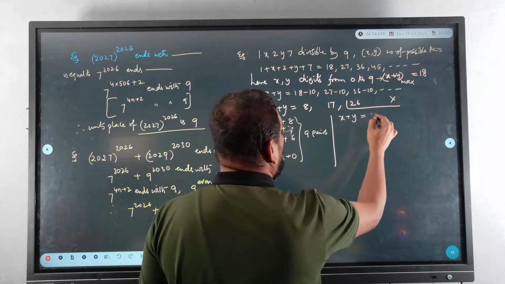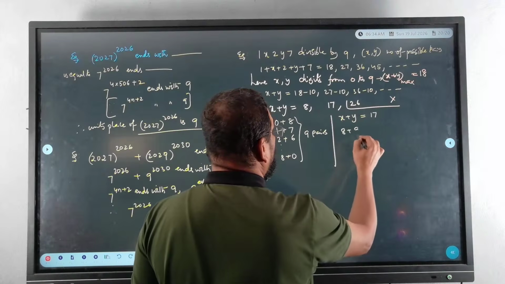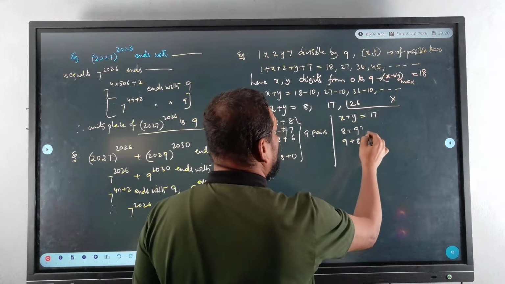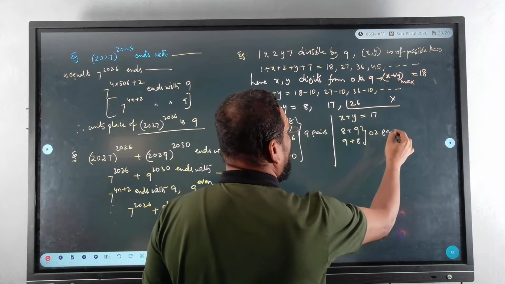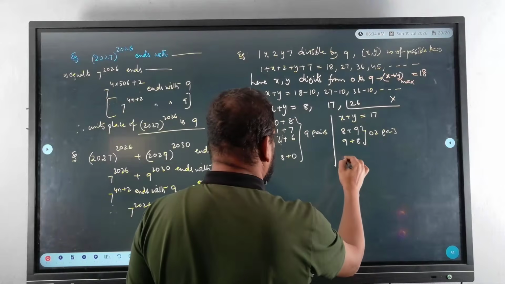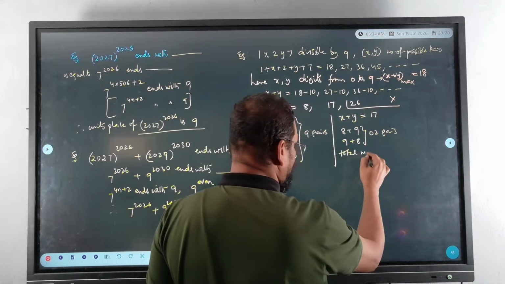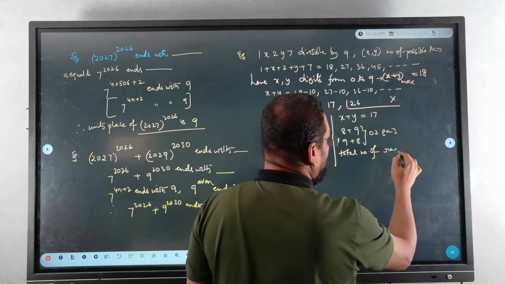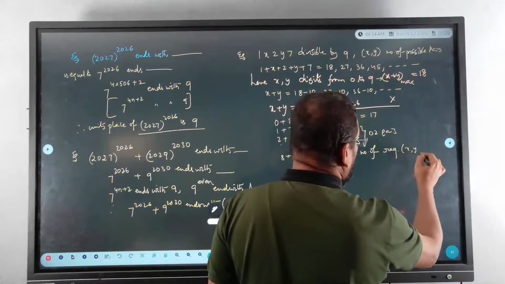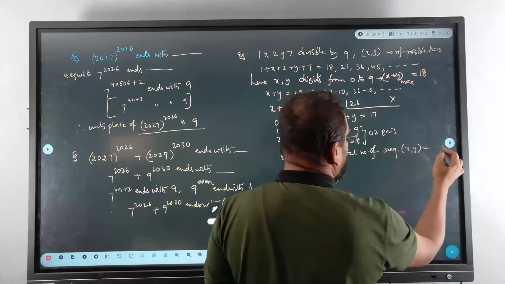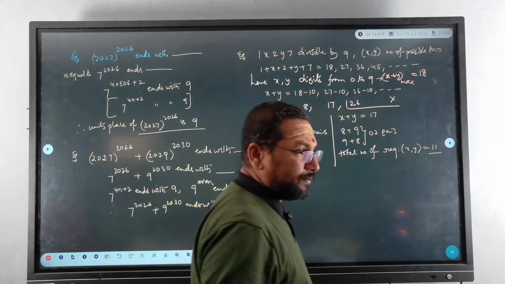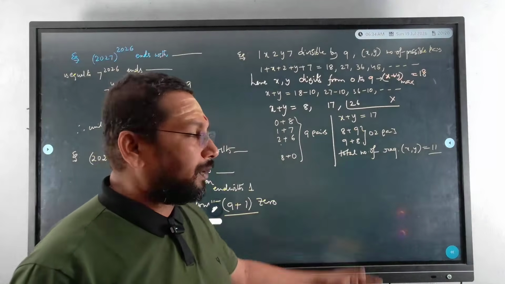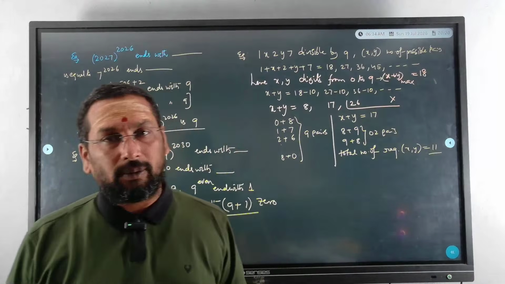Now x plus y is equal to 17. If it is 8, the other is 9. If it is 9, the other is 8. Here 2 pairs. So total number of required x, y pairs is equal to 9 plus 2, 11 pairs. So it is a basic question only. Try to solve all of you. Make it fast.